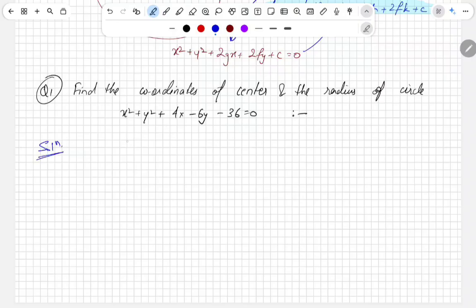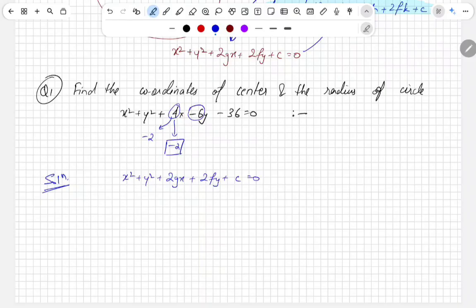If I compare it, this is x² + y² + 2gx + 2fy + c = 0. Now, this is written as 4x. Break it into two parts: −2 into −2 will give me 4, so I'll select −2. Then I have −6. Break this −6 into two parts: one part will be −2, the other part will be 3. −2 into 3 gives me −6. So let's select these two values, −2 and 3.